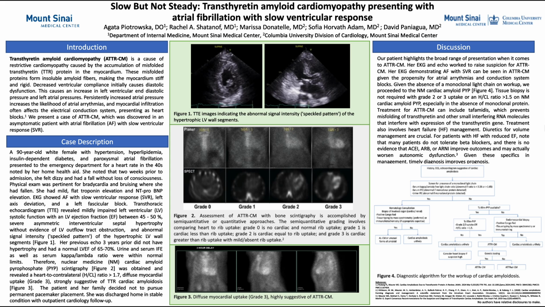We obtained urine and serum electrophoresis as well as serum kappa lambda ratio that were all within normal limits. The next step, we got a nuclear medicine cardiac amyloid pyrophosphate scan that showed an elevated heart to contralateral ratio of 1.7 with diffuse myocardial uptake, which was graded as a grade 3, strongly suggestive of cardiac amyloidosis. In figure 2, you can appreciate the grading system. A grade 3 means there's a cardiac uptake greater than the rib uptake with either mild to absent rib uptake. And figure 3 shows the results of our patient.